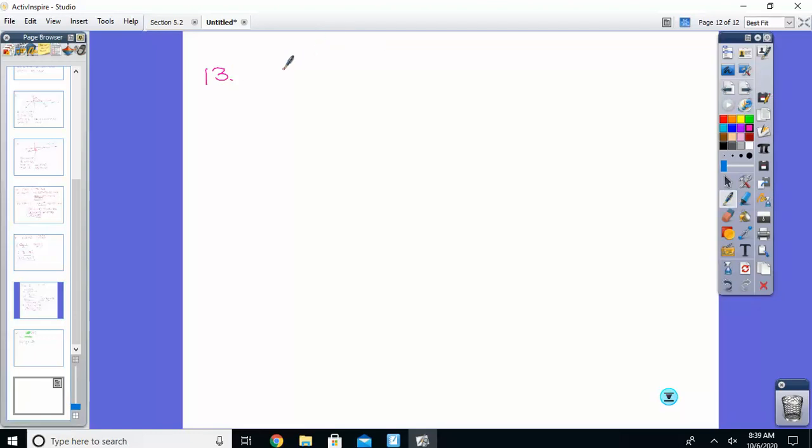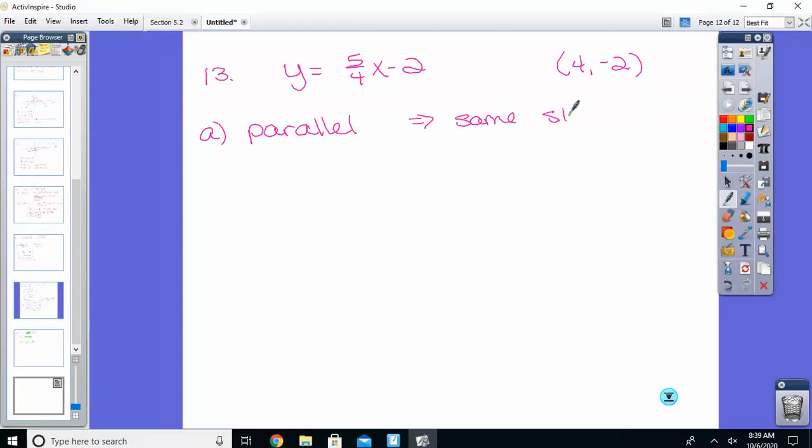13. So we are going to use this equation, and we have this point. Part A, we want to be parallel. Parallel means same slope. What's the slope of this line? So I have to write the equation of a line with a slope of 5/4 that goes through the point 4, -2. So we just plug into y equals mx plus b.